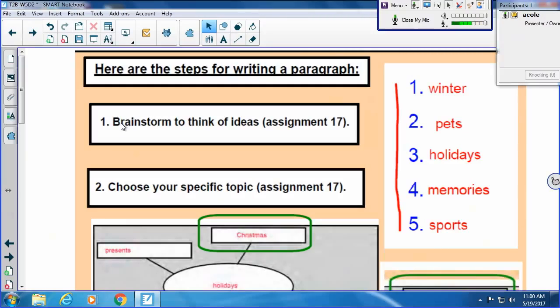So the first step when you're writing a paragraph is to brainstorm, to think of ideas, just general ideas, right? So this is the very first thing that you do for assignment 17. You think of 5 general topics. So I've listed 5 here. I have winter, pets, holidays, memories, sports.